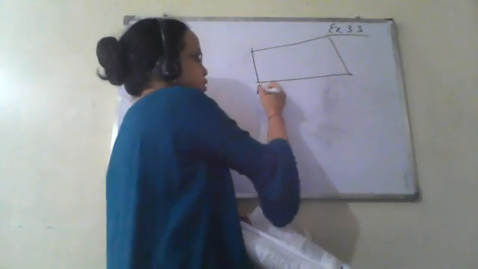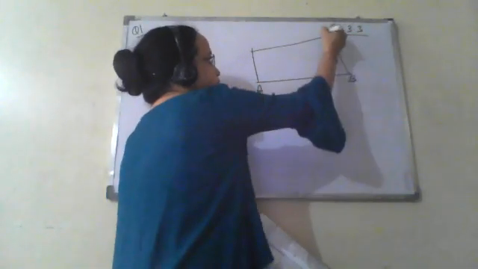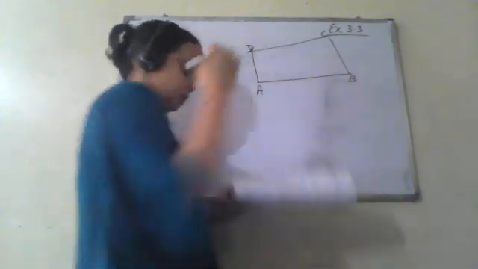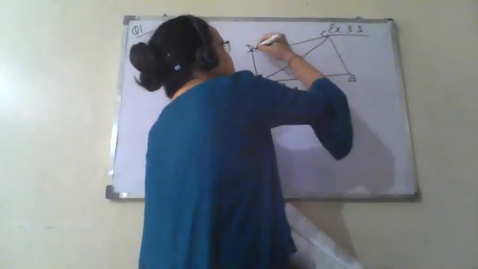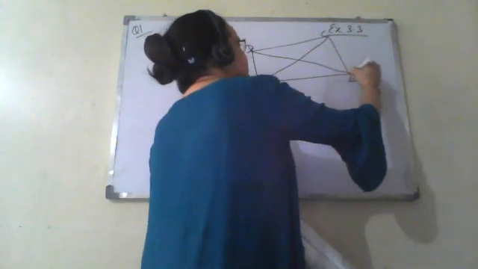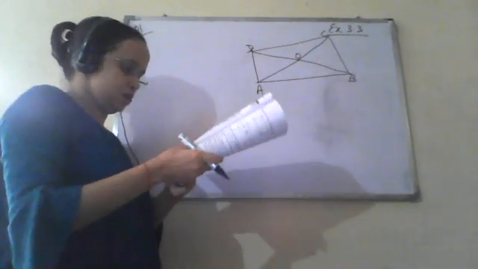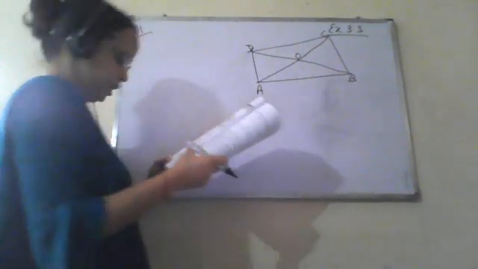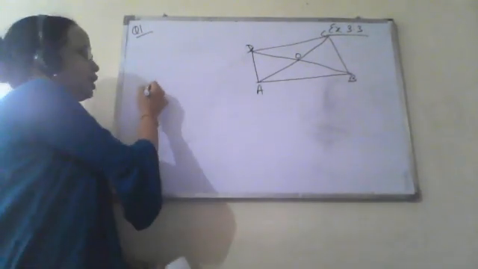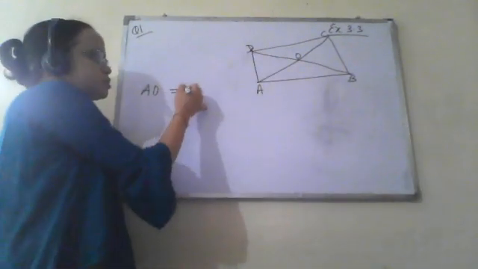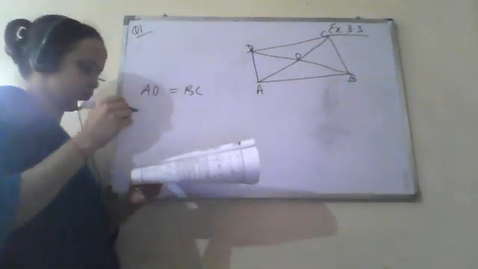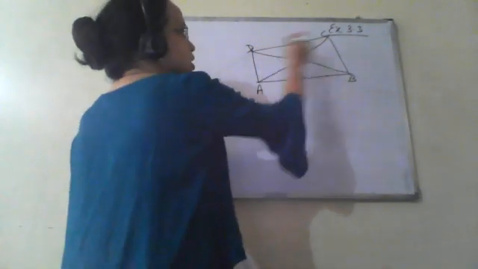This is parallelogram ABCD, and diagonal AC bisects diagonal BD at O. O is the point of intersection. So we have to find that AD will be equal to BC, because opposite sides are equal. Angle DCB.